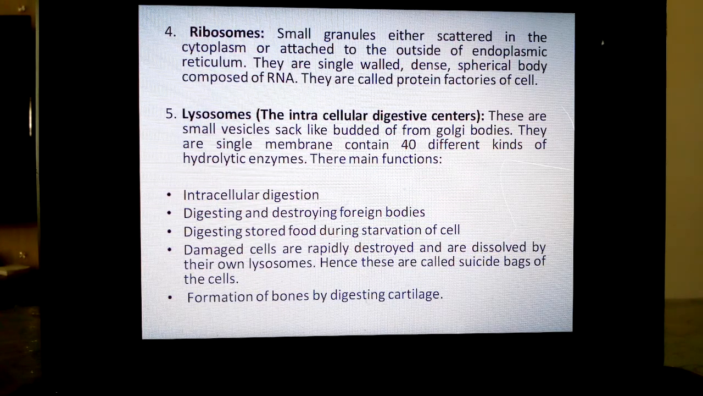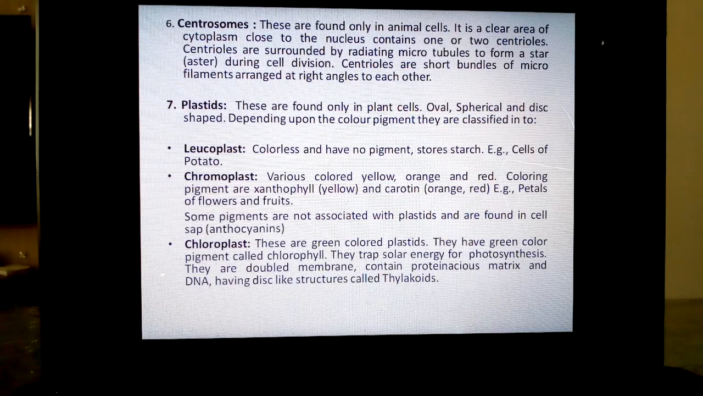And finally, in infants, formation of bones by digesting cartilage is also done by lysosomes. Centrosomes. There are certain structures. These are found only in animal cells. Centrosomes: it is a clear area of cytoplasm close to the nucleus, containing one or two centrioles. So these are very close to centrosomes.